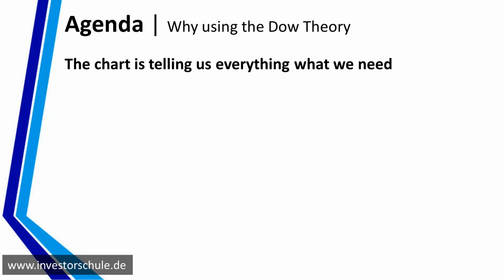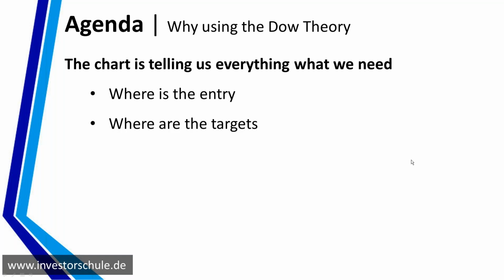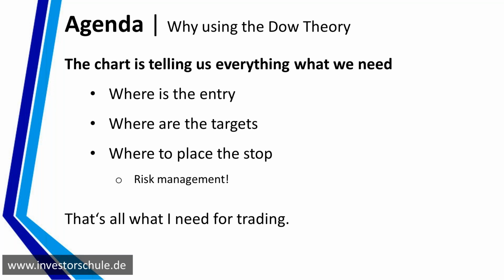Okay, the question is, why am I personally using the Dow theory? The reason is the chart is telling us everything we need for a trade. I try to keep my trading as simple as possible. That means I don't need any indicators or things that are based on math. So I just have a look into the charts and I see everything I need for my trading. Where is the entry? Where are targets for my trade, and where is the place for a good stop? That means, how can I handle my risk management?